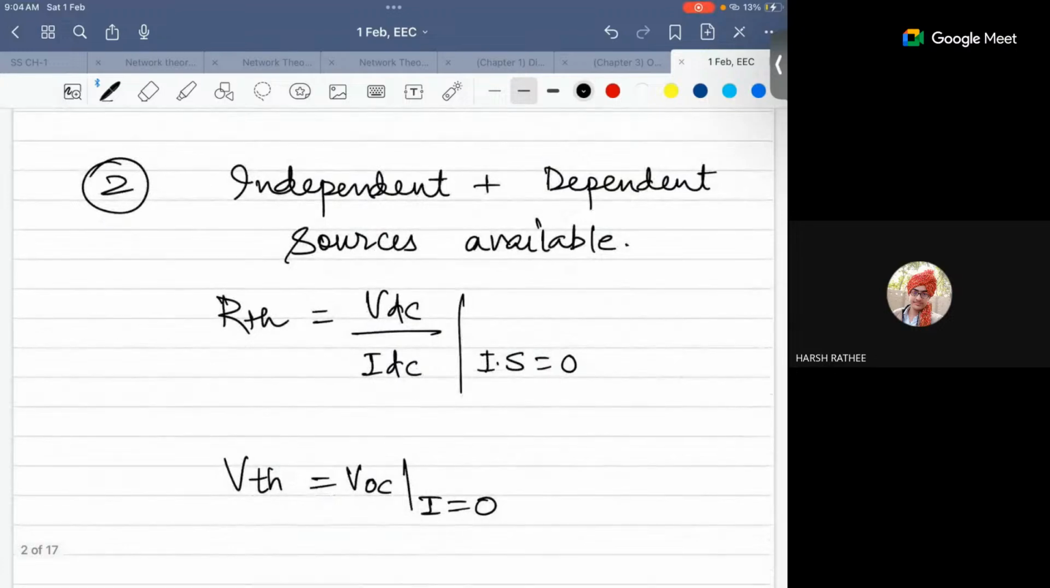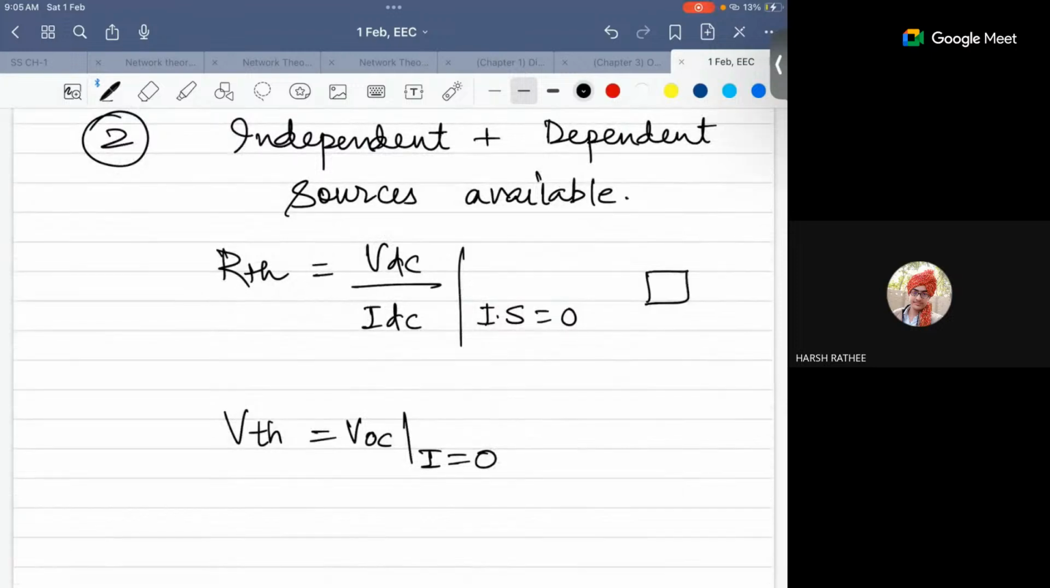When you have both independent and dependent sources, then you calculate R as VDC upon IDC. VDC is the voltage across the load terminal, and IDC is the current through the load terminal. For any circuit that you have, if this is the load resistance RL across which you have to calculate, you can just think of it as voltage VDC.